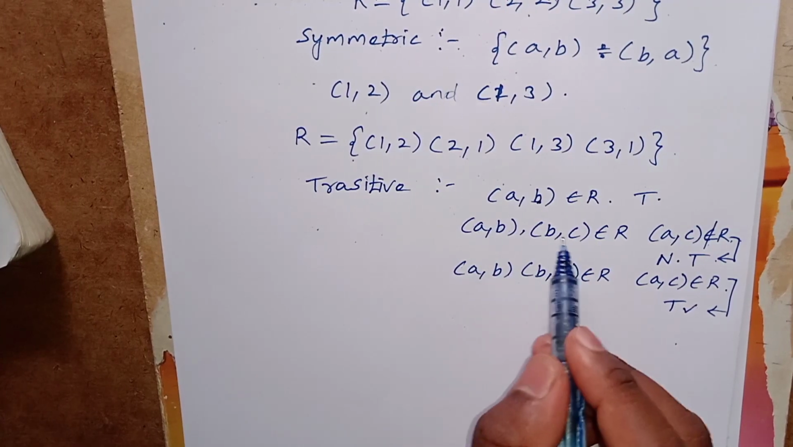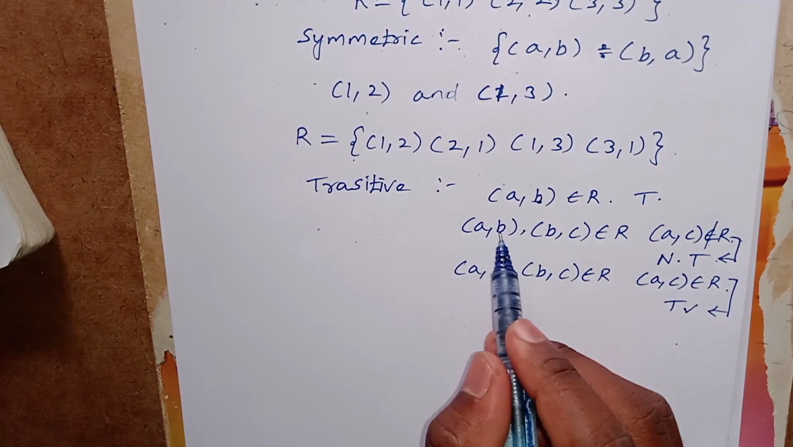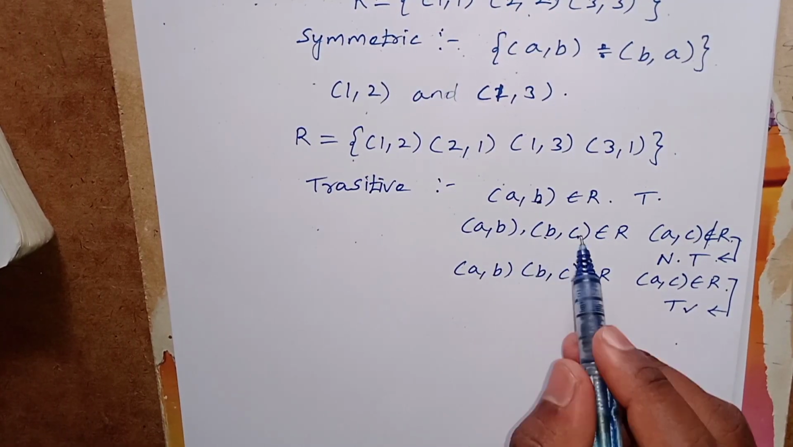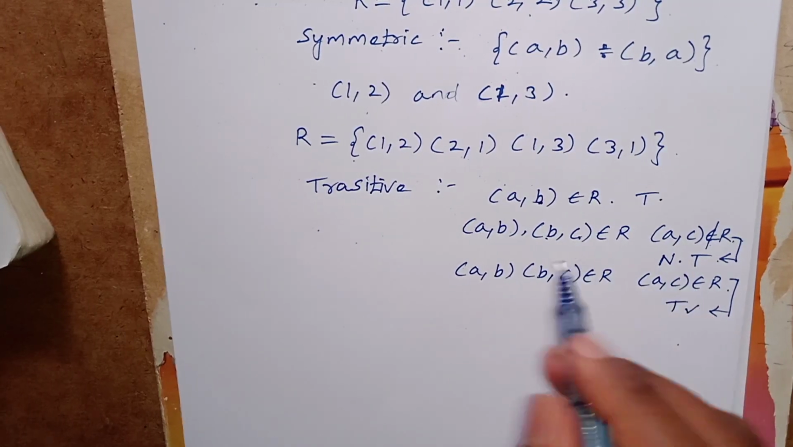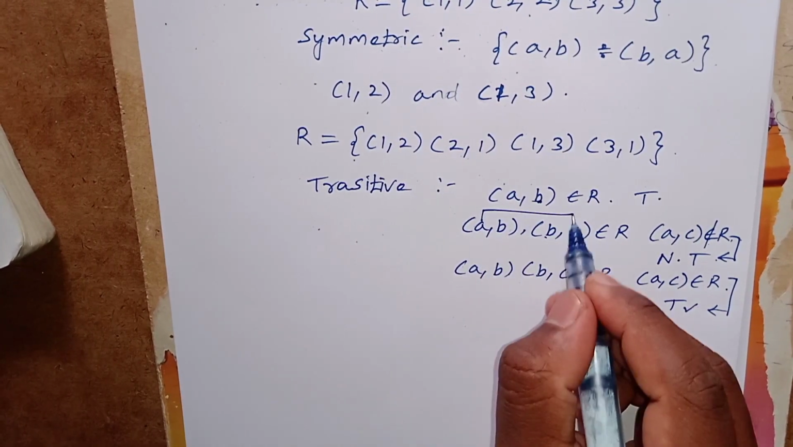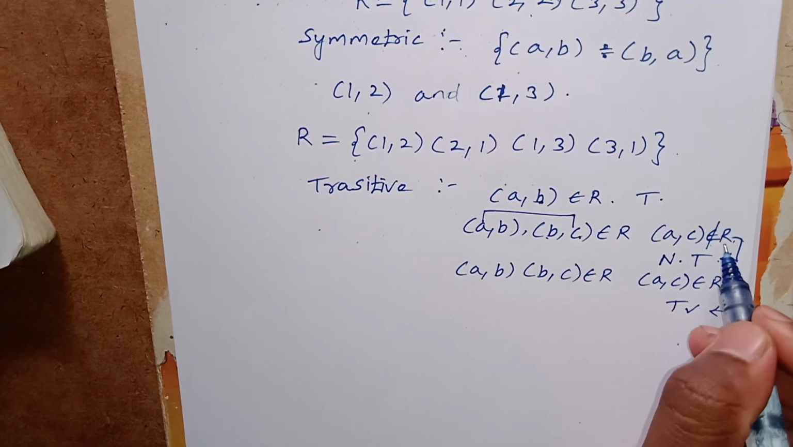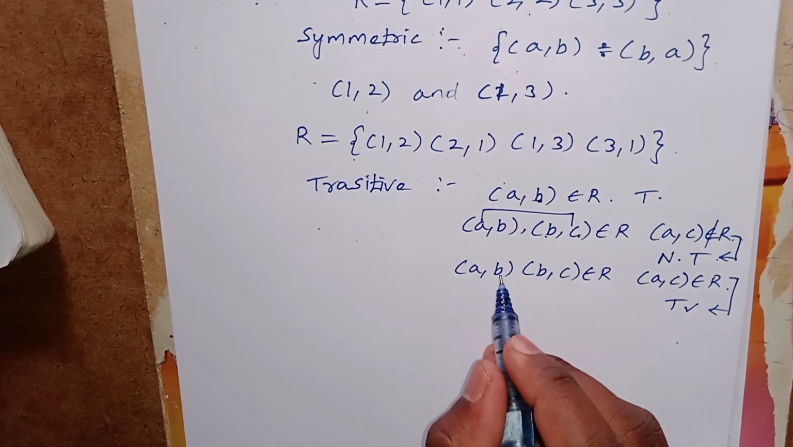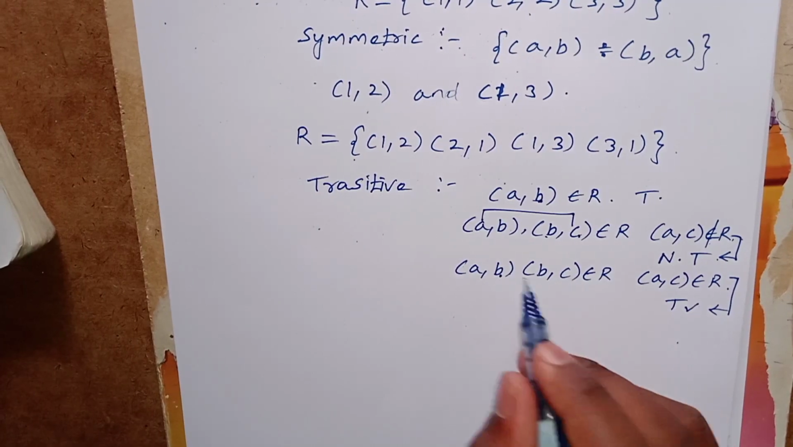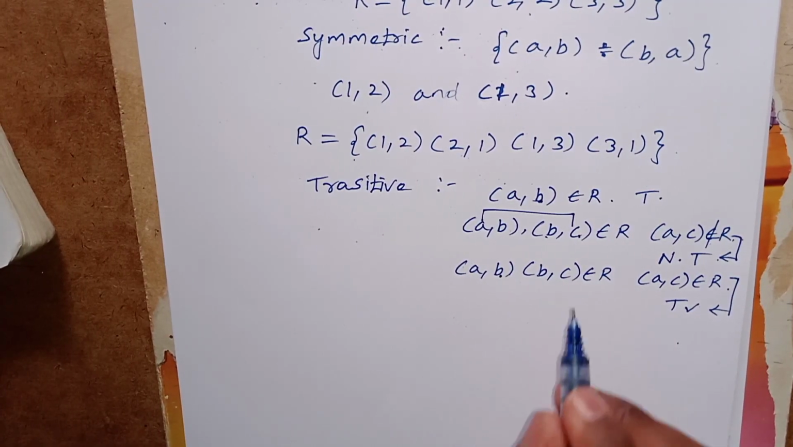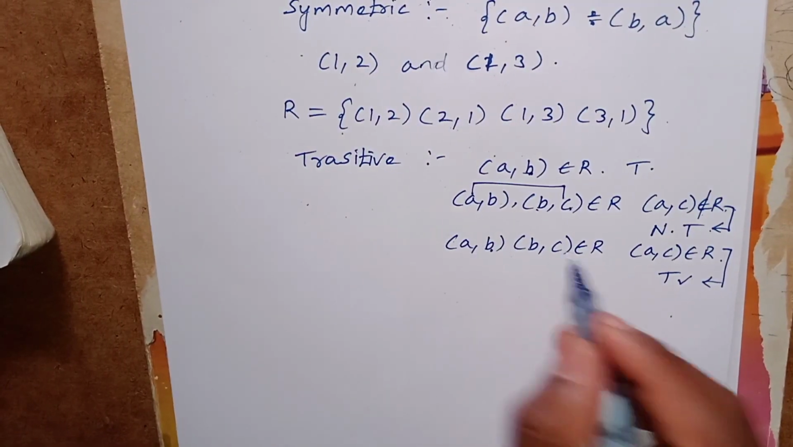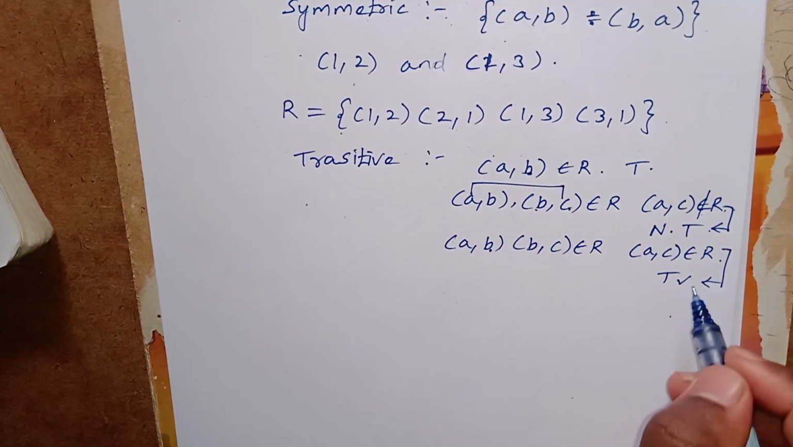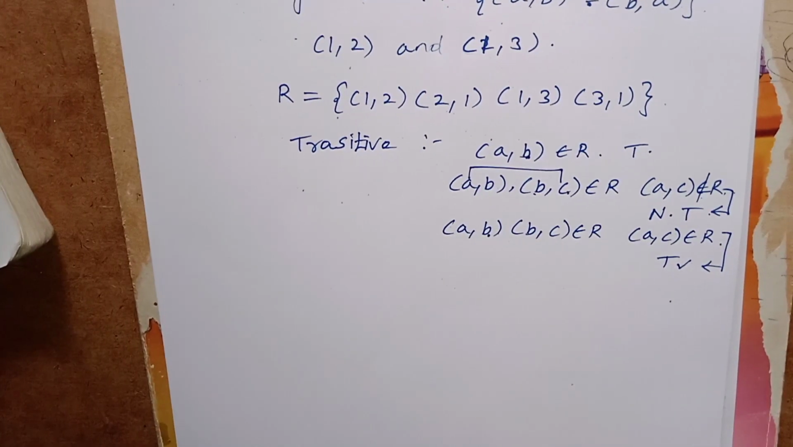Here, if comparable terms (a, b), (b, c) are available but (a, c) does not belong to R, then it is not transitive. If (a, b), (b, c) are comparable and (a, c) also belongs to R, then it is transitive.